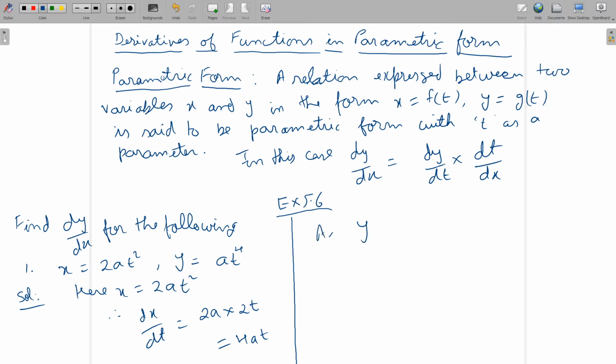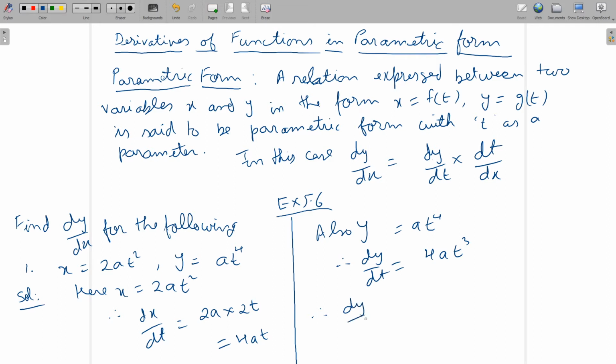Also y equal to, so what is y? y equal to at raised to 4. Therefore dy by dt, why are we differentiating with respect to t? Because y is in terms of t, that is why we have to differentiate with respect to t. So dy by dt equal to a is constant and differentiation of t raised to 4 is 4t cube. So what we'll get is 4a t cube. Therefore, now you can easily find dy by dx.